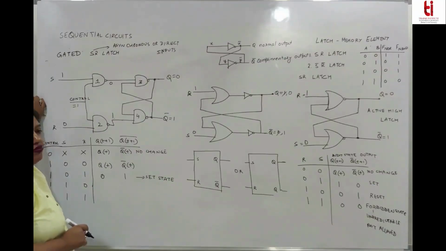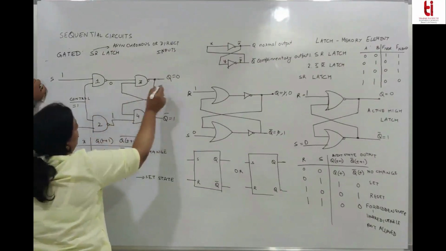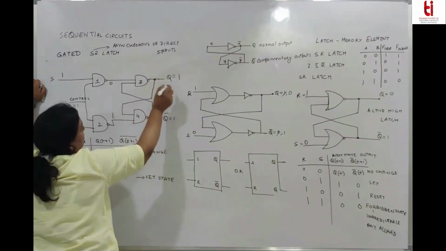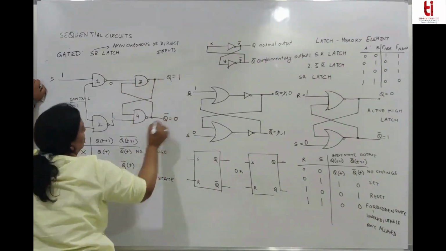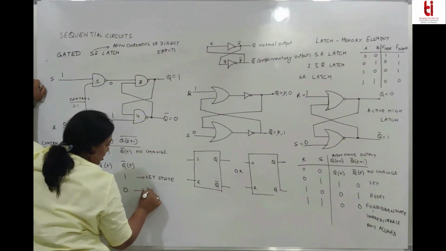If any of the inputs of a NAND gate is 0, the output is 1, irrespective of the second input. This is 0, that means it should be 1. 1, 1 will give you 0. Q is 1, R is 0. It's a reset.